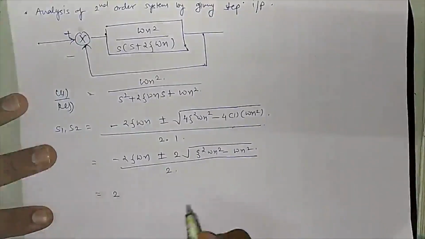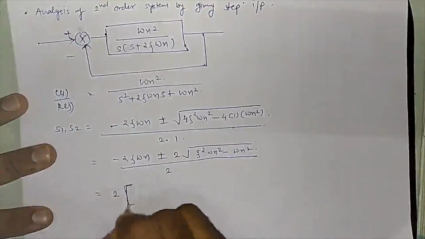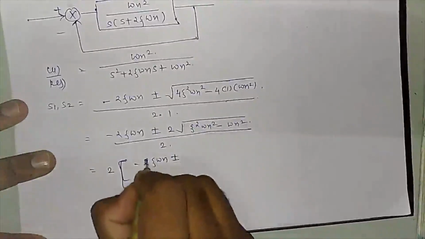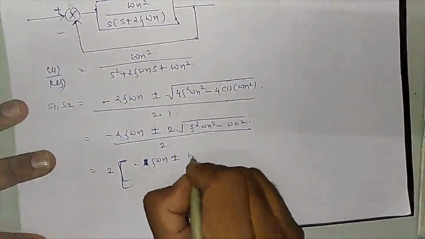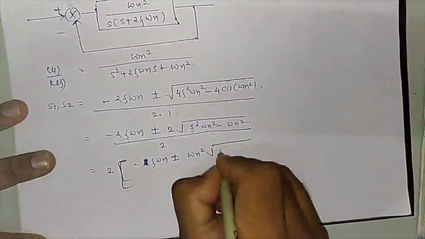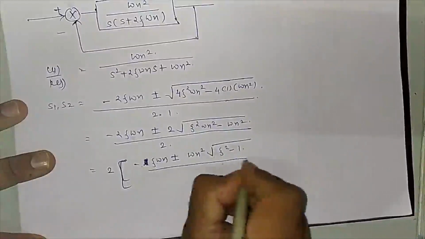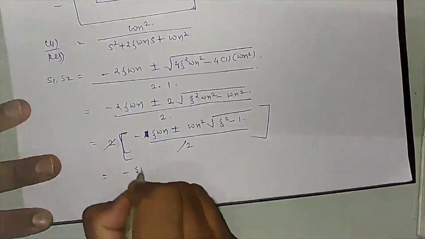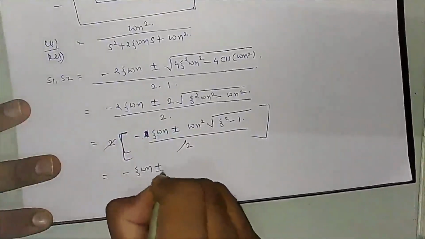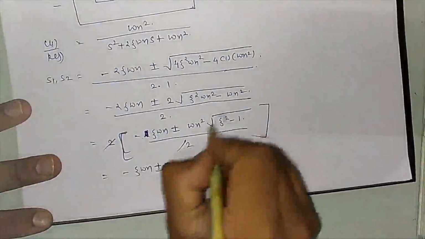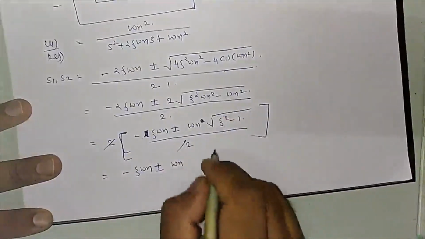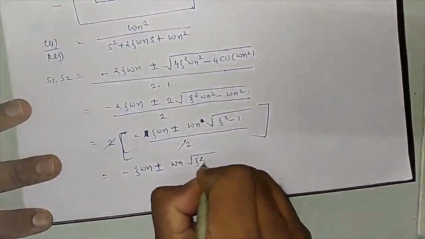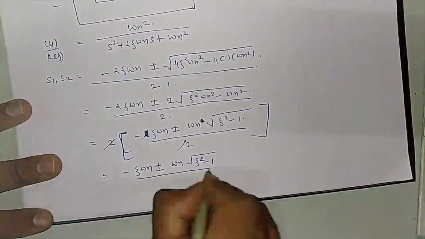Okay, 2 I am taking common over here, so it will be minus 2 zeta omega n plus or minus 2 into omega n square common, zeta square minus 1, divided by 2. 2 gets cancelled out, so it will be minus zeta omega n plus or minus, because it is a root, it will be omega n root of zeta square minus 1 divided by 1.